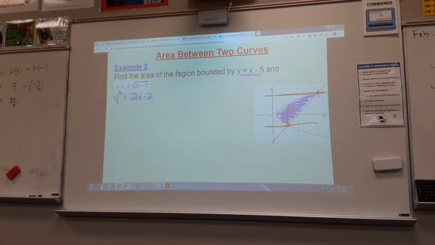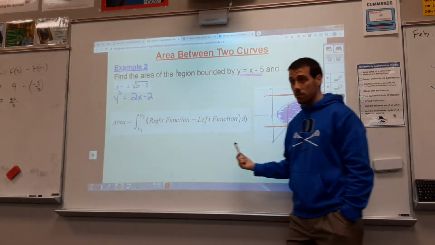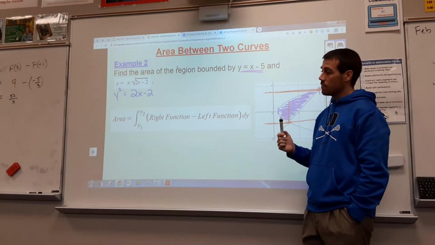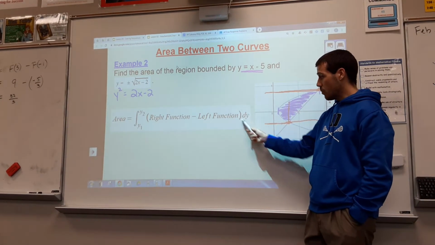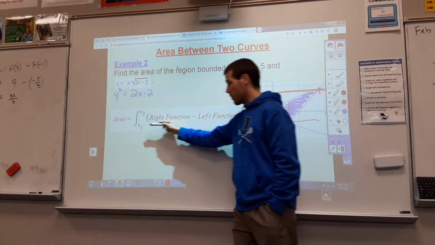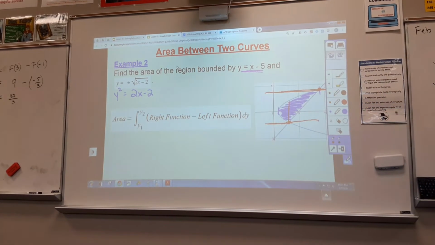All right, so the notation, when you look at this one, is a little bit different. Instead of top minus bottom, you're going to do right minus left. And it's going to be in terms of y, so it would be dy instead of dx. And for the integral, you're using the y values, so it's going to be y1 and y2. So top minus bottom, right minus left.